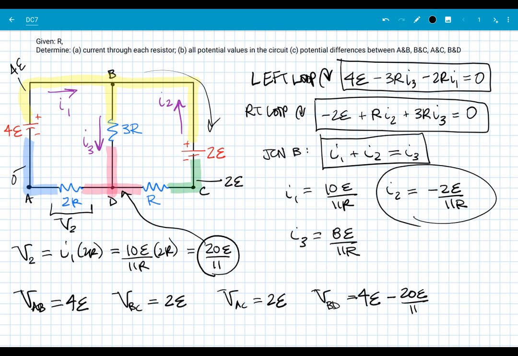So skills that I want you to have that are important in this problem: the highlighting I was doing, labeling elevations, finding differences between potentials, and then use of Kirchhoff when you need it.